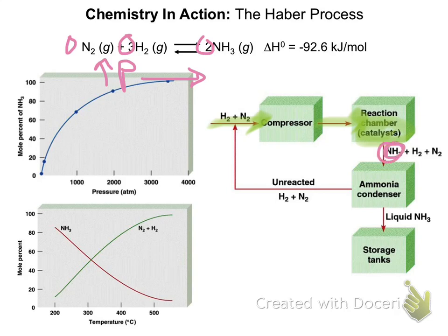So we get some NH3 to be produced. We still have some residual H2 and N2. That now passes through something called an ammonia condenser. It gets really, really chilly inside of there. It condenses ammonia at its condensation point. We get liquid ammonia, and that gets tossed in the storage tank.